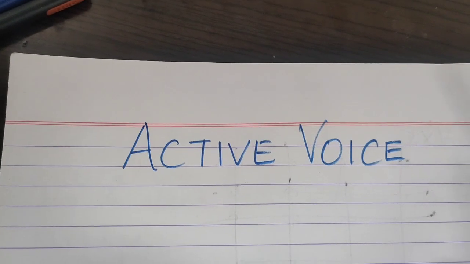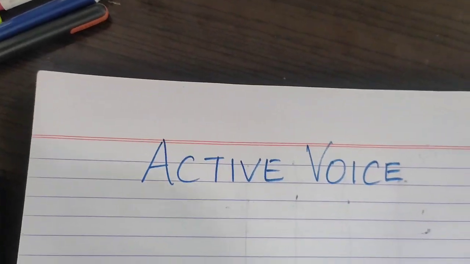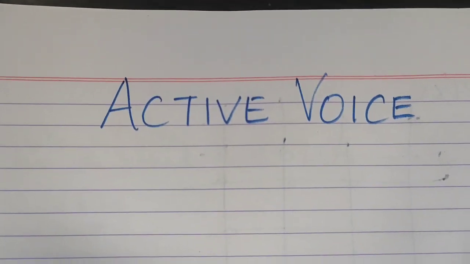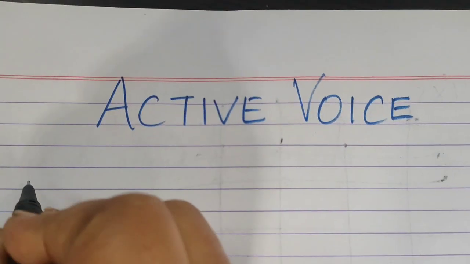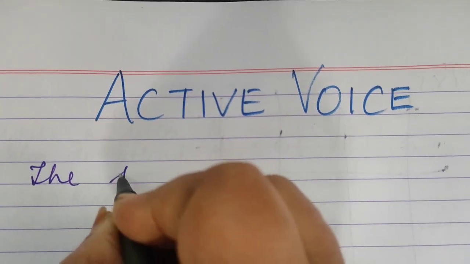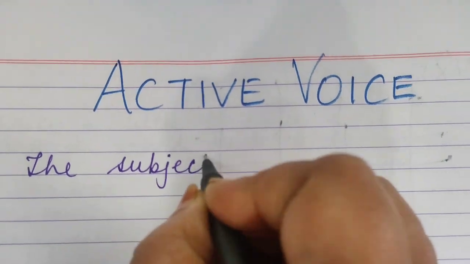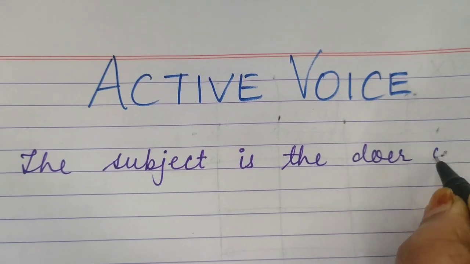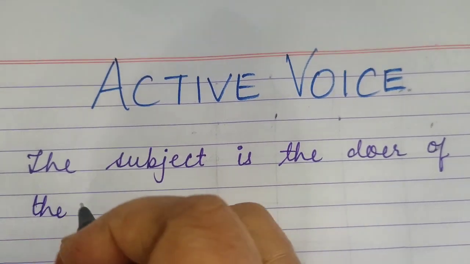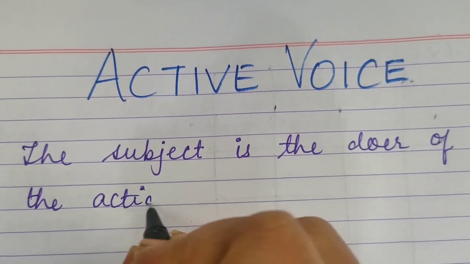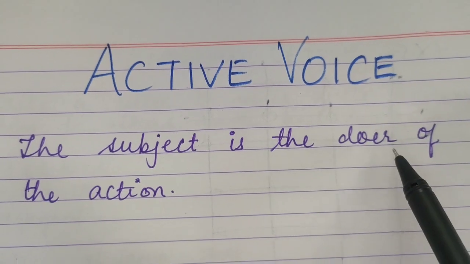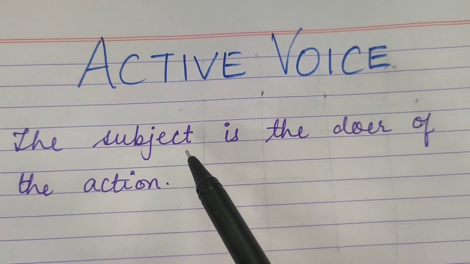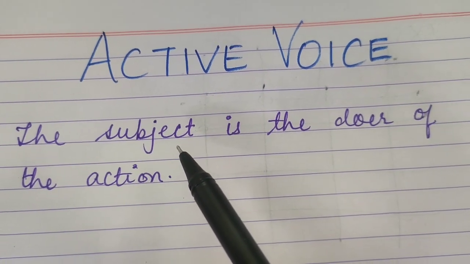So children, I hope this way you have understood the usage of active voice in simple sentences. So in short, we can say that the subject is the doer of the action. Again I repeat, by the word doer I mean over here that the action is being done by the subject. Okay, and we will take one example here.